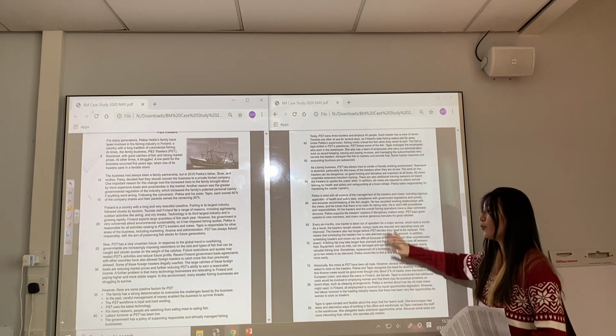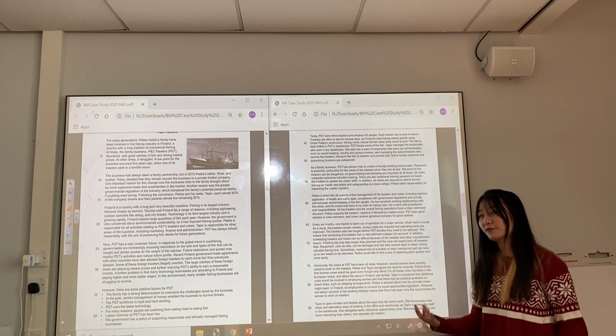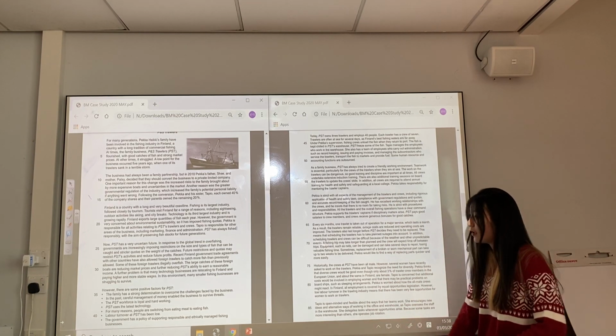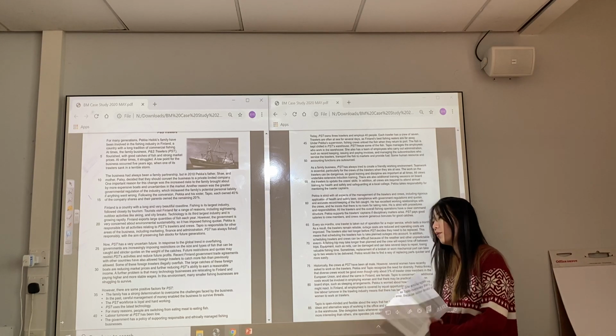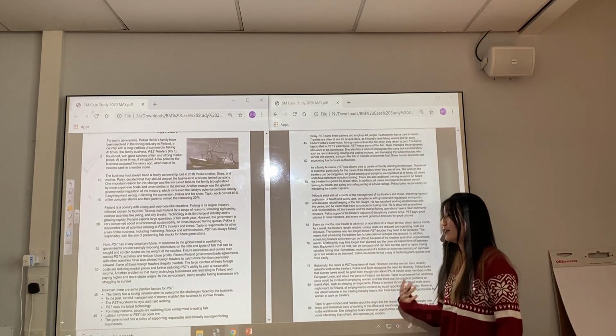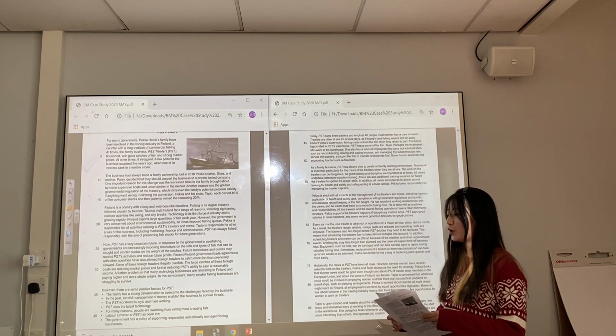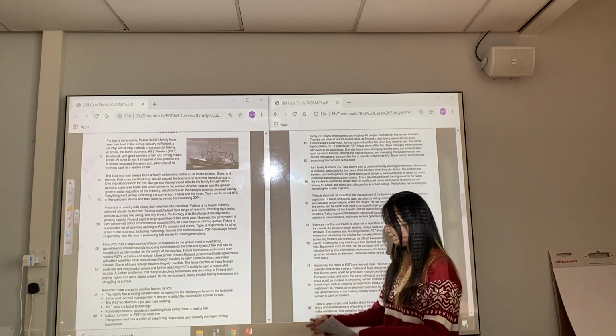Both Pekka and Tapio operate on a different kind of leadership style, but both of them have a very positive relation with their workers, employees, and hence create a positive impact to the business in general.